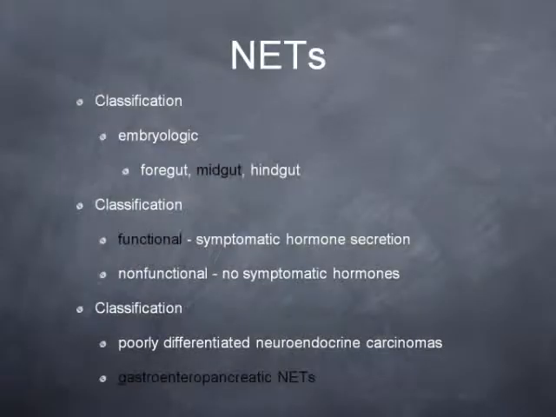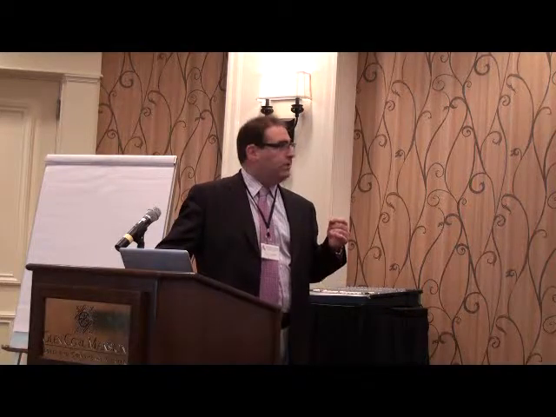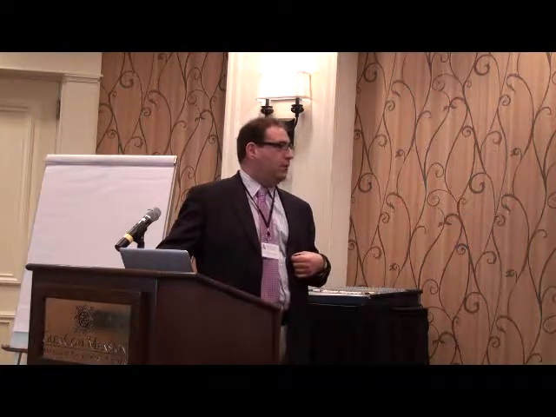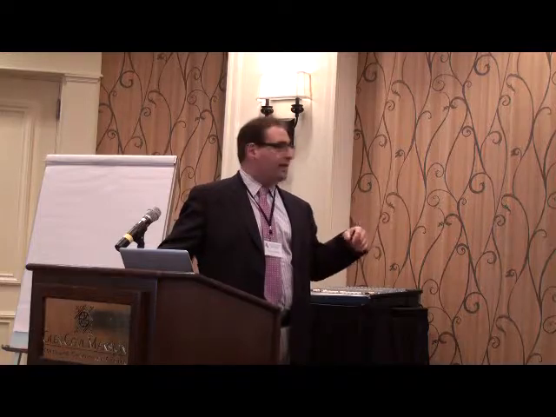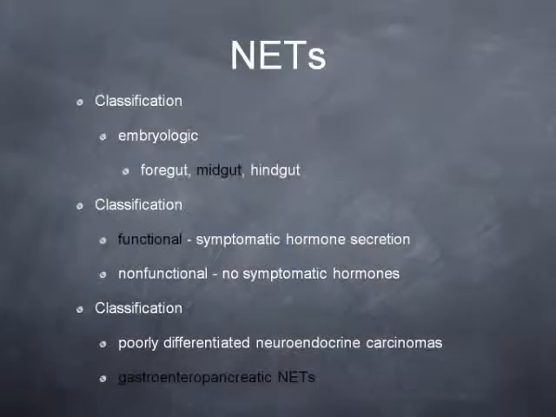So these neuroendocrine tumors are classified in different ways, and we're going to focus on a category in interventional radiology, but they can be classified embryologically as involving the foregut, the midgut, or the hindgut, and the midgut tumors are the ones that generally we work with. They can be functional or non-functional, and we basically help treat the functional ones. And they can be classified basically as gastroenteropancreatic neuroendocrine tumors, which are the purview of the interventional radiologist.